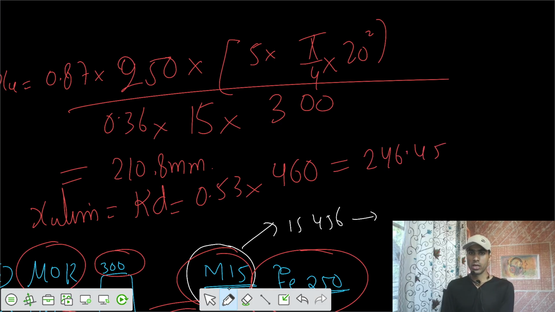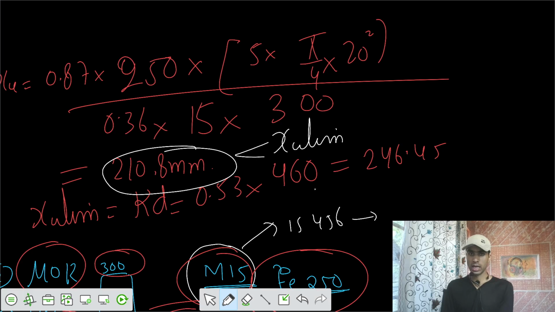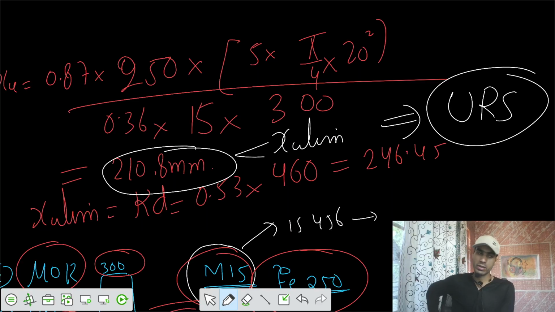Our limiting condition is that Xu is less than Xu limiting. Can we say that? That means the section is under reinforced. I would say the section is under reinforced.